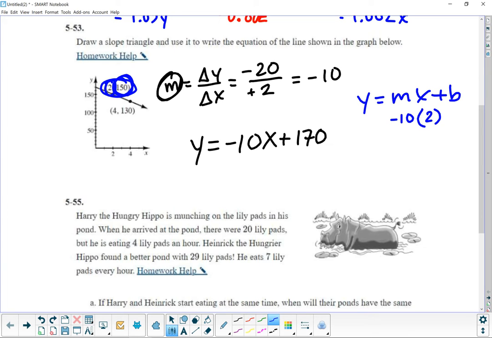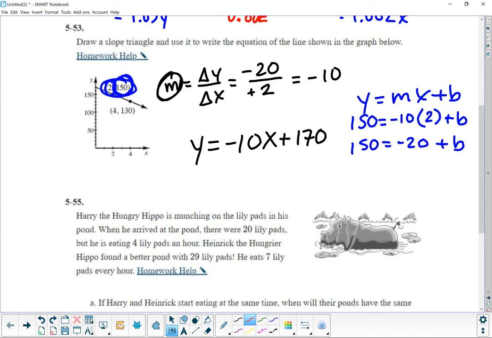And the y is going to be 150. Okay, and that should give you your b. And let's see if this is correct. All right, so we got 150 equals negative 10 times 2 is negative 20 plus b. Remember, we're trying to find b.